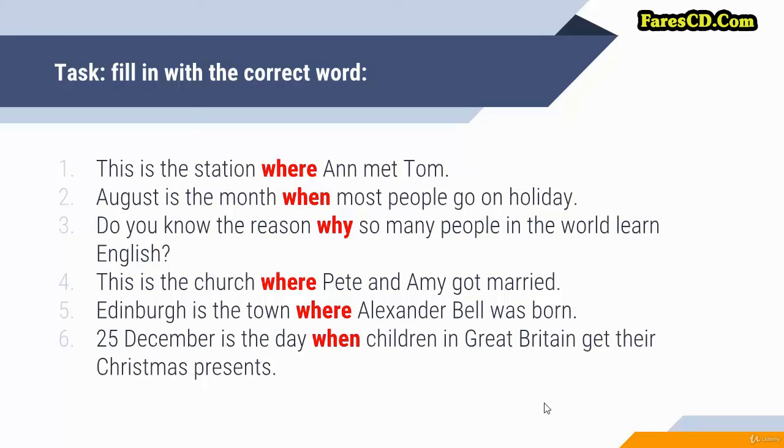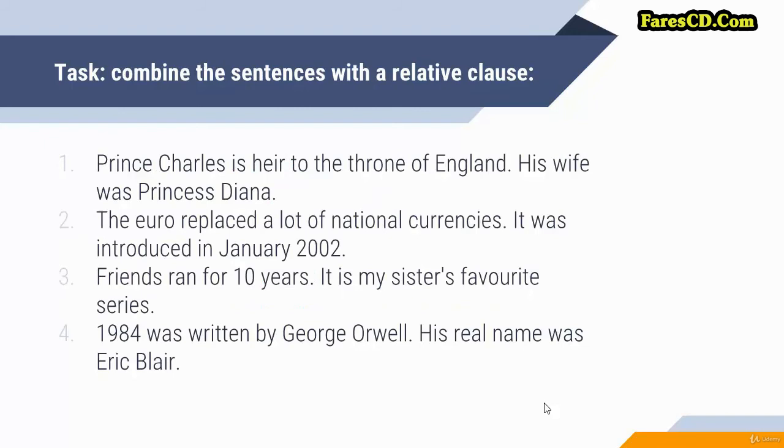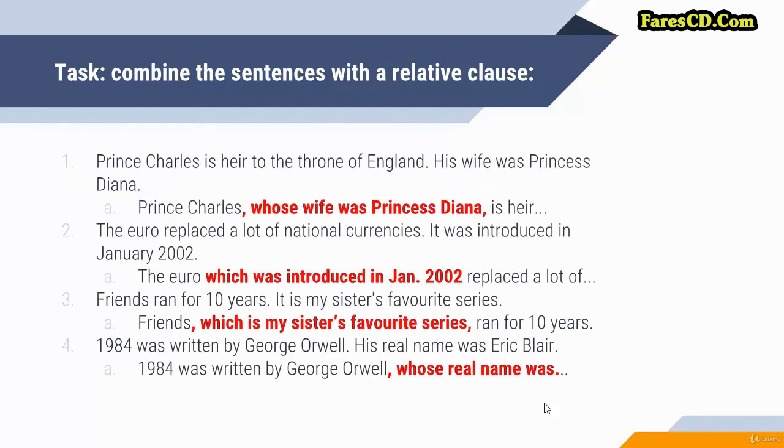About these linking words again: where, places; when, time; why, reason; who or that, people; which or that, things. And be careful about the comma. If there is a comma, never that after this. Last exercise. You need to combine the sentences with a relative clause. So here you need to be careful if the information is important or not.